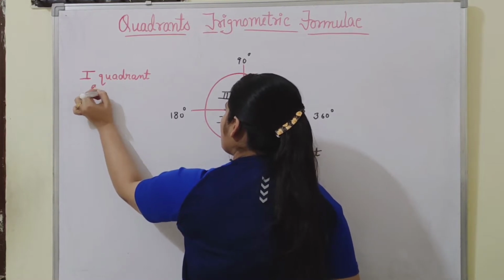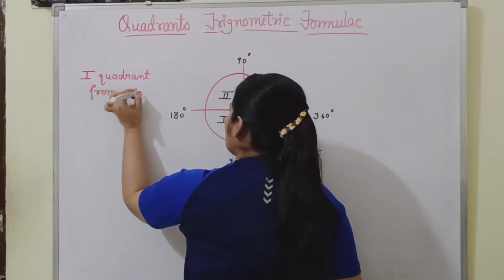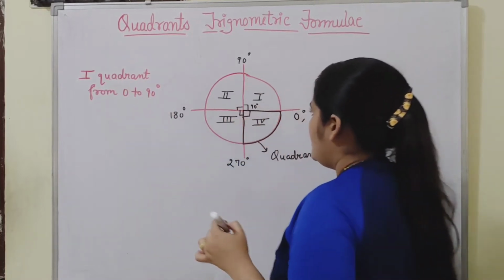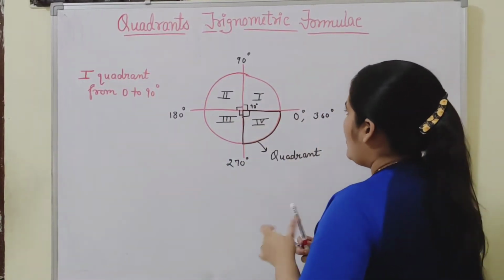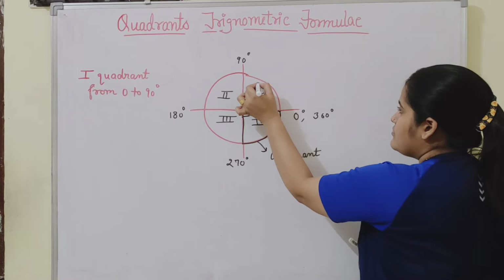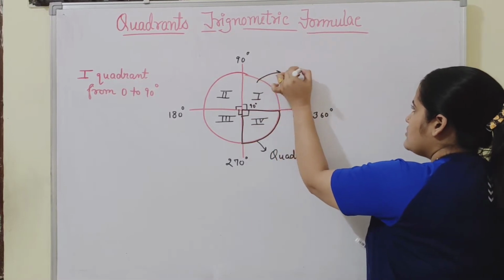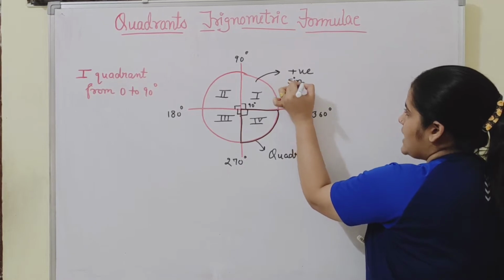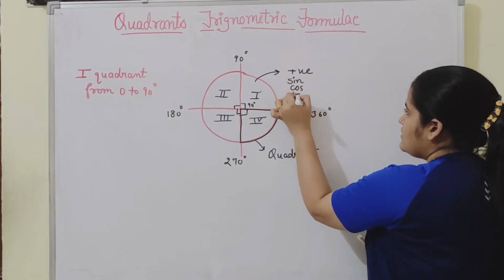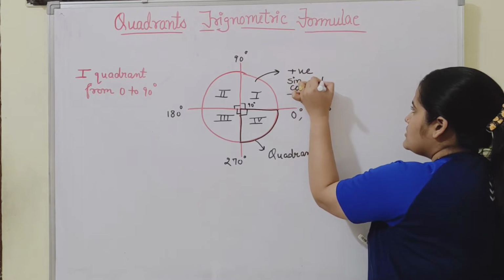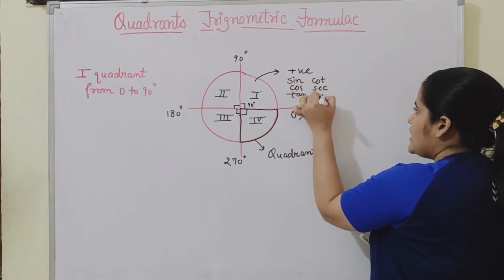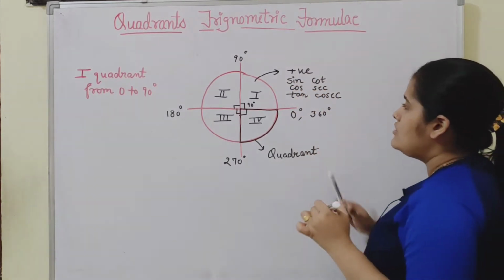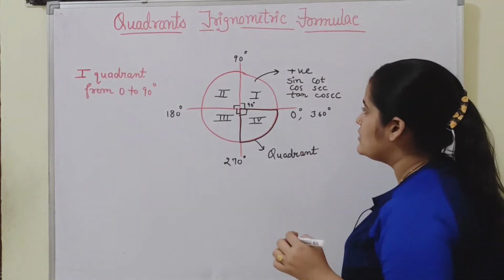From 0 to 90 degree, in this quadrant, all the trigonometric ratios values are positive. Means all the trigonometric ratios sine, cos, tan, cot, sec, cosec, all have positive values.